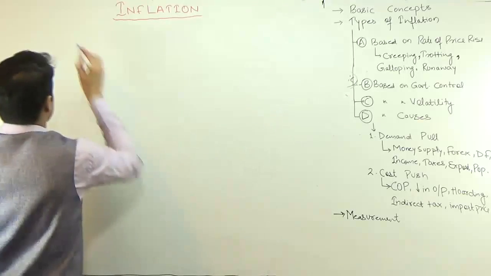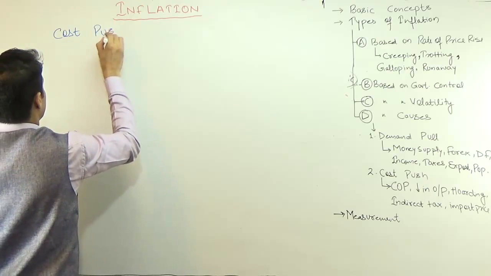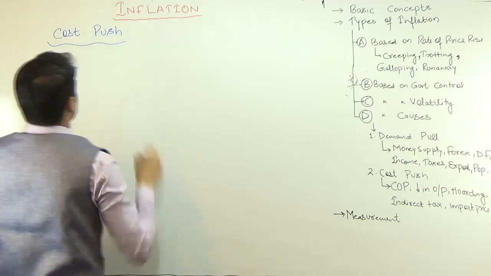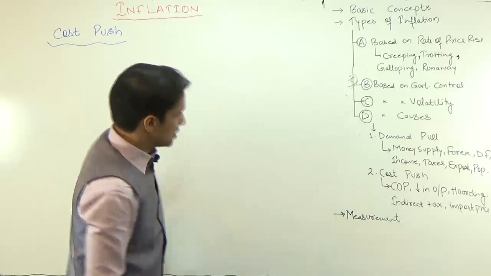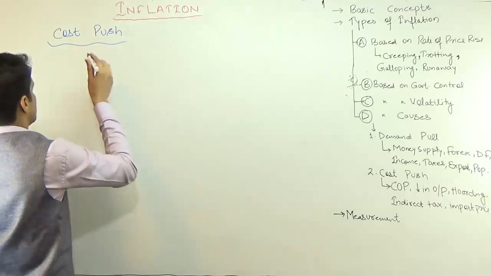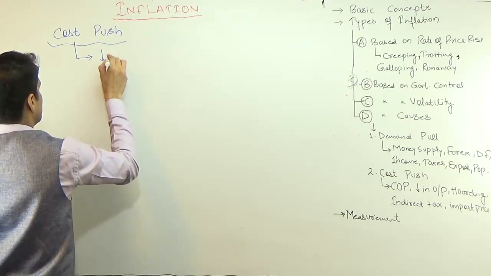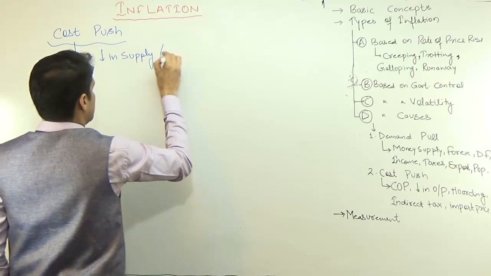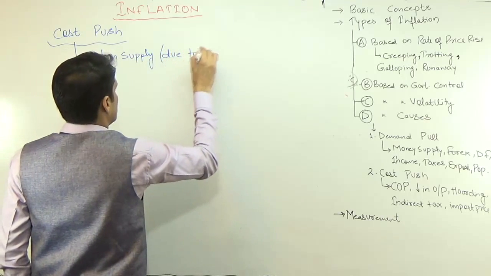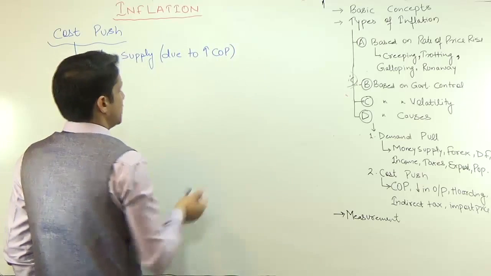Then we have the cost push inflation. Cost push means the cost of production has increased, and that decreases the supply. So cost push inflation is caused due to a decrease in supply, and this decrease in supply is due to an increase in the cost of production, the price at which you are producing these items.